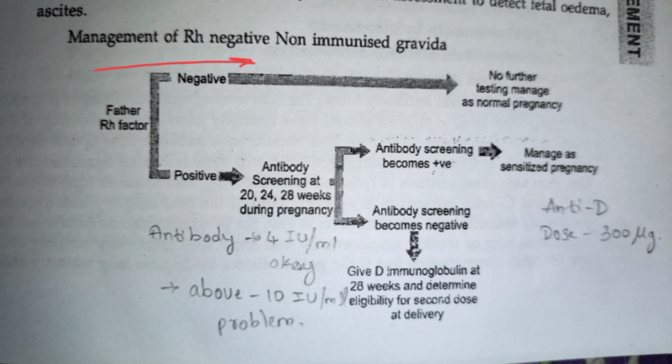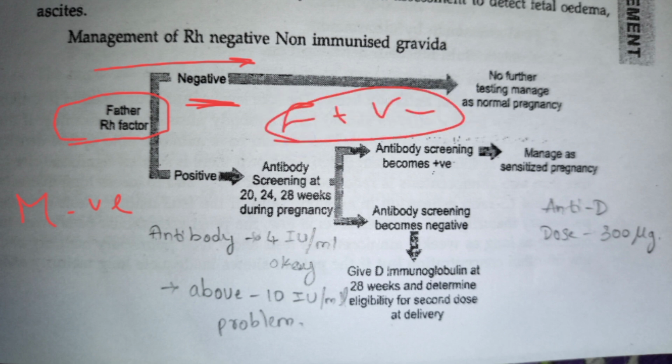In management, we will follow a process. First, we will see which kind of Rh the father and mother have. If, for example, the mother has negative and the father has negative, then no need to worry. The chance of the fetus having positive Rh is very low. So we can follow normal pregnancy measures.